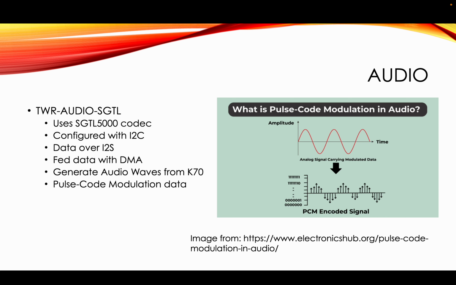Okay, so in order to implement audio, there's a bunch of stuff we're going to have to do. We're going to have to figure out this whole tower audio SGTL board, which I'm using connected to the main board over the tower in order to produce the audio. It uses an SGTL5000 codec. It's the little chip that handles all this. I have to configure it with I2C. I have to send it data over I2S. I'm going to find that I really need to use DMA in order to handle sending this data, or else it's not going to work well with a multiprocessing system.